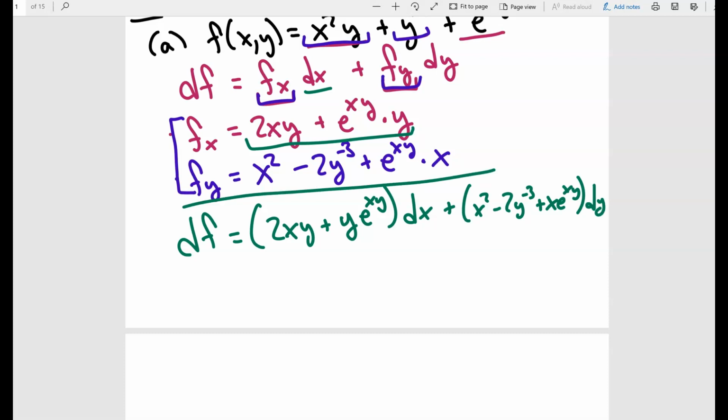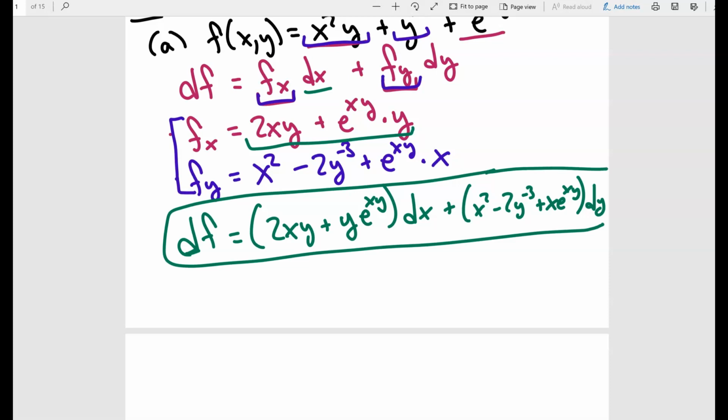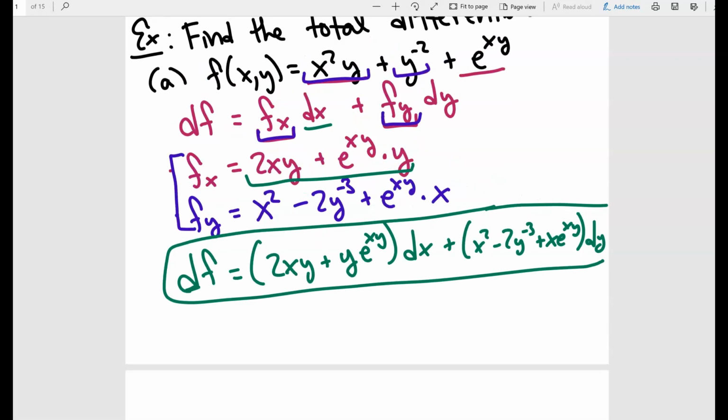Okay? And that's basically all you're doing. You're just taking the partial derivatives of the original function and then plugging them into the formula. That's basically it. And just writing dx and then just writing dy. Okay, let's do another problem.